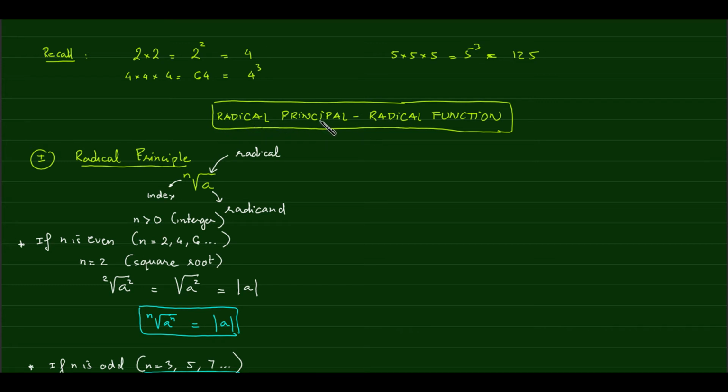So in this video today, I'm going to talk about radical principle. It means we use this principle to find the number that is multiplied 3 times to get 125. And in the second part, we're going to talk about radical function. Okay, so let's get started.